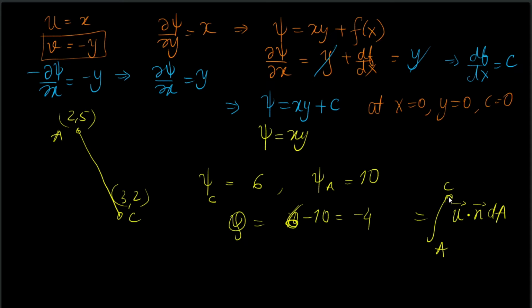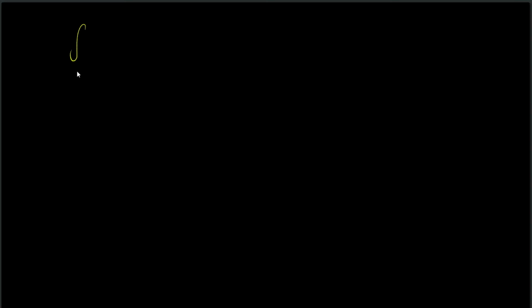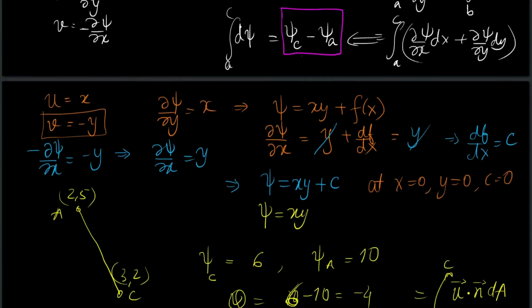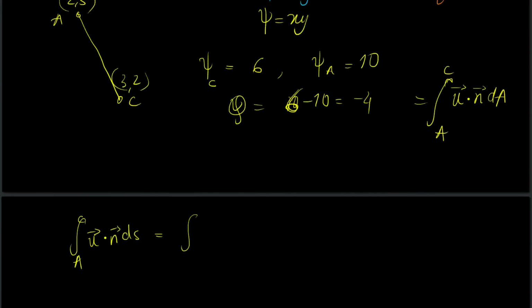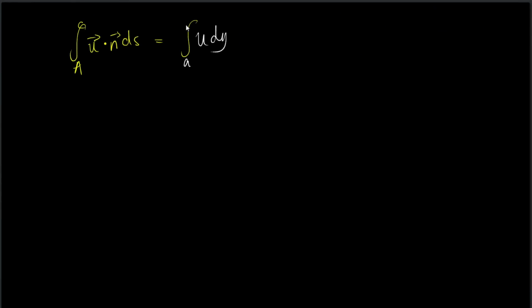Now you can actually verify these integrals, and I'm just going to do it very quickly. So the integral going from A to C of u dot n ds came out to be, so what was it, the integral of u dy going from A to B minus the integral of v dx going from B to C.